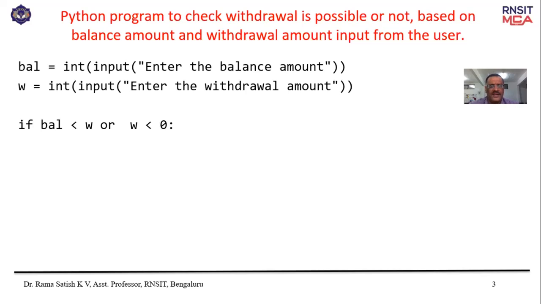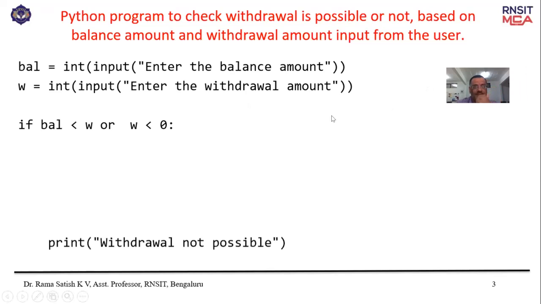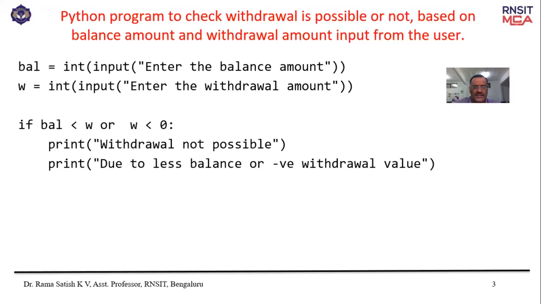And if it is less than 0, or if the balance is less than the withdrawal, that means the withdrawal amount is more and you cannot withdraw beyond your balance, then it is not possible. So you generate an error message: withdrawal is not possible, due to less balance or negative balance withdrawal. And else, certainly withdrawal is possible.